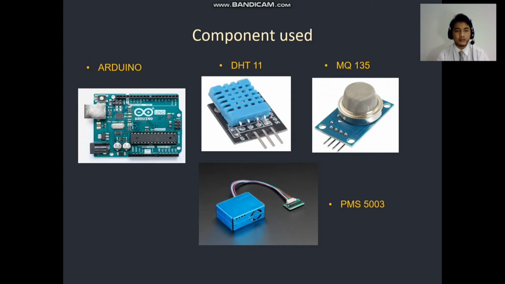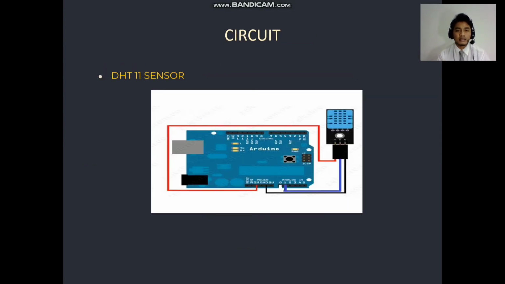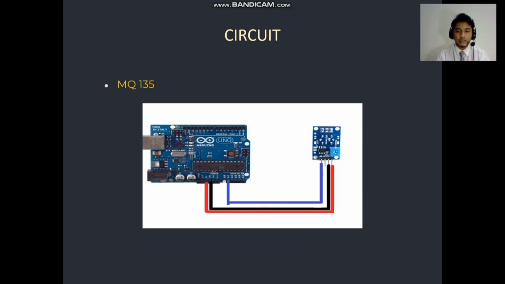This is my circuit for the DHT11 sensor. The red line is going to the 5V, which is the power supply, and the black line is going to the ground, and the blue line from the Arduino number 1 pin is going to the data pin in the temperature humidity sensor.